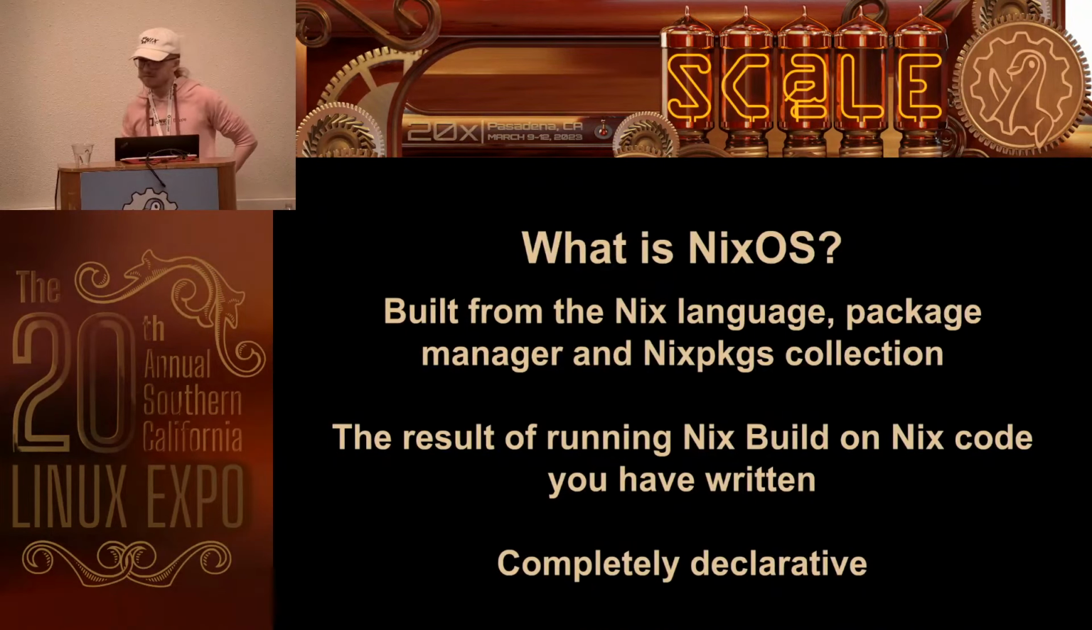So what is Nix OS then? So we've defined Nix, Nix packages. Nix OS is something that is built from those two things. So it's built from the Nix language and the Nix packages collection of recipes on GitHub. And I can define my own Nix OS with my own stuff in it, my own behavior. I can say, I want to enable Firefox, and I want to enable like Node-RED or Grafana. And then I can do a Nix build on that Nix code, and it will result in something that, if I run it, will make all of that true. So therefore, it's completely declarative, like Ansible or Chef want to be, right?